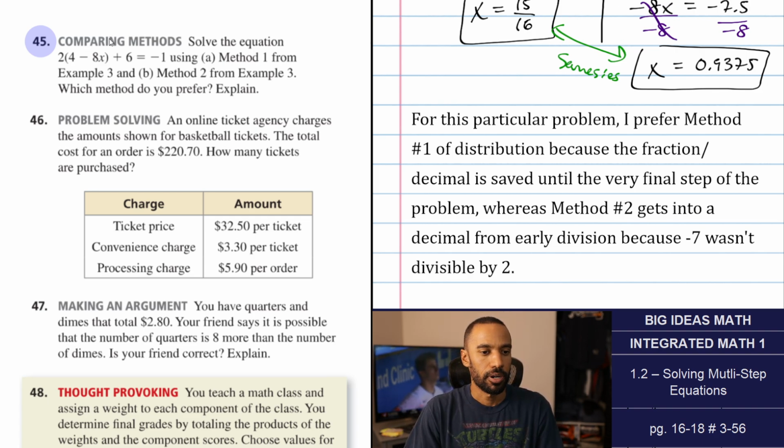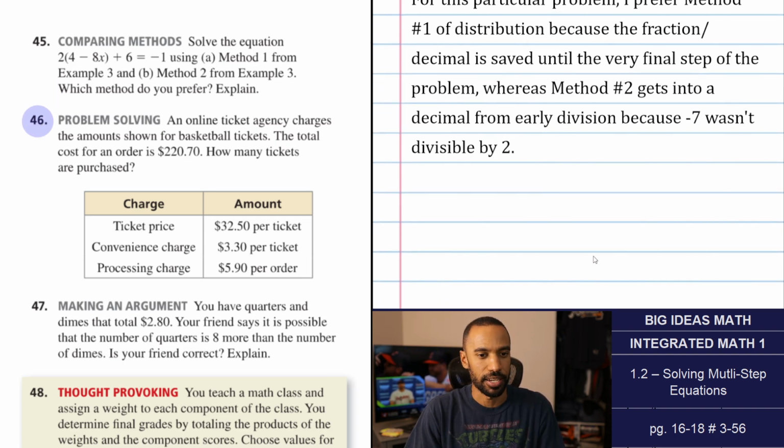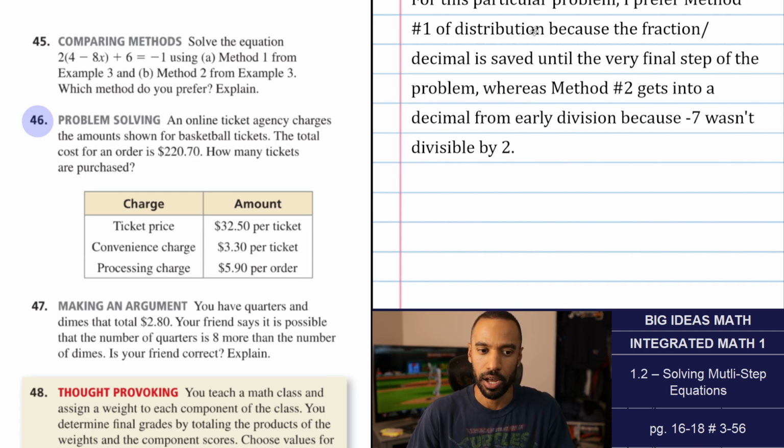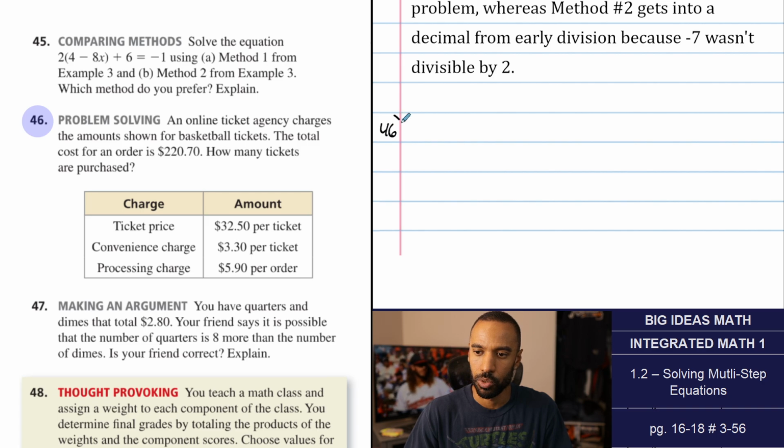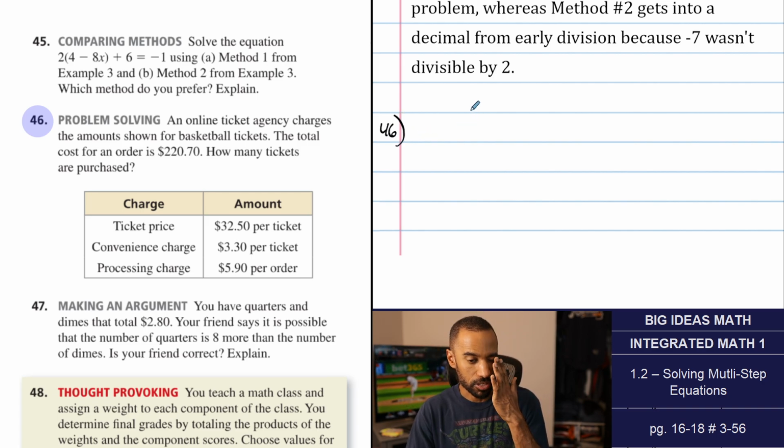Okay, number 46, problem solving. An online ticket agency charges the amounts shown for basketball tickets. The total cost for an order is $220.70. How many tickets are purchased? Okay, so number 46, we have the information up there. I'm not going to copy paste it.